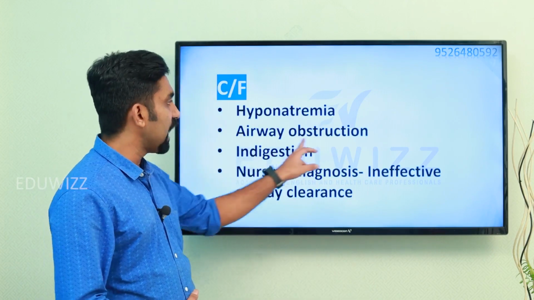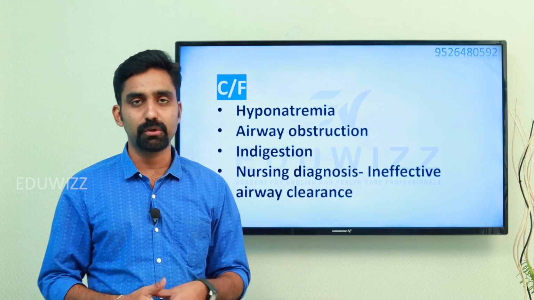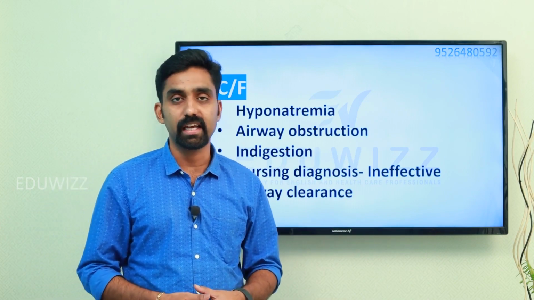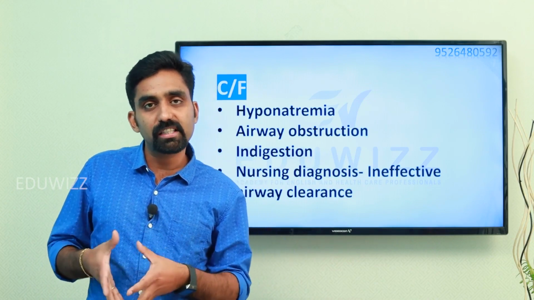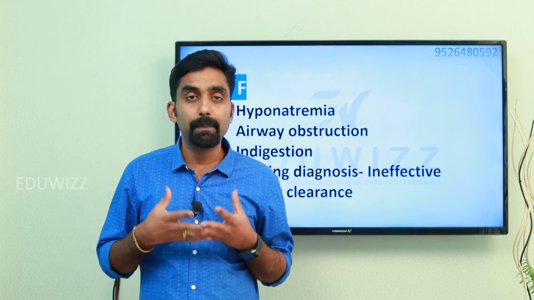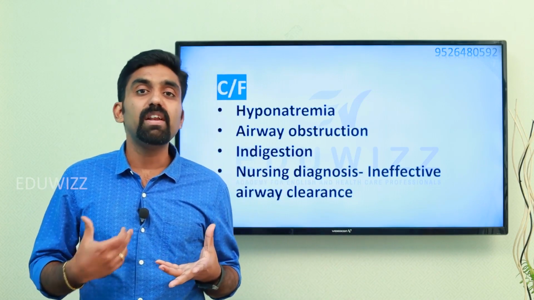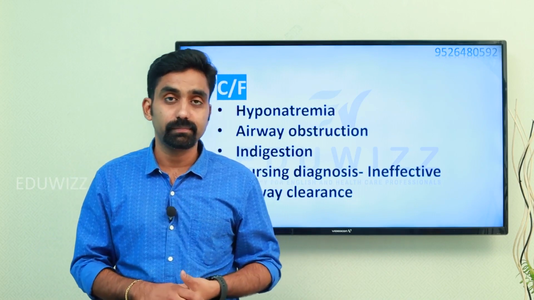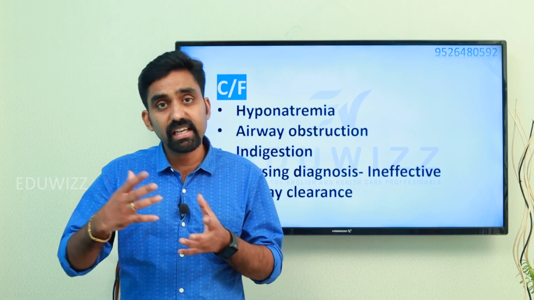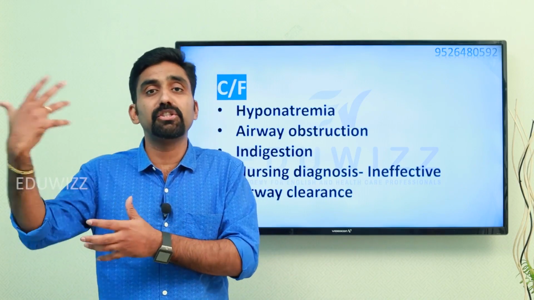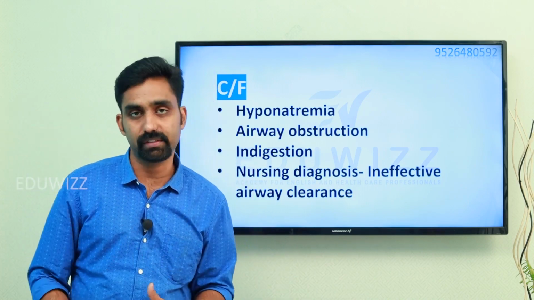Now the next feature is airway obstruction. Why does airway obstruction occur? It has also been mentioned earlier. Because the mucus secretion produced from the lungs becomes thicker. What happens if the mucus becomes thick? It will get congested in the airway tract, which results in airway obstruction. And it can lead to other opportunistic infections, respiratory infections.